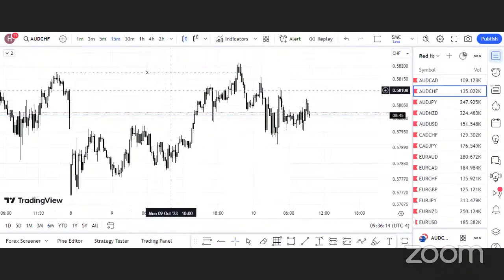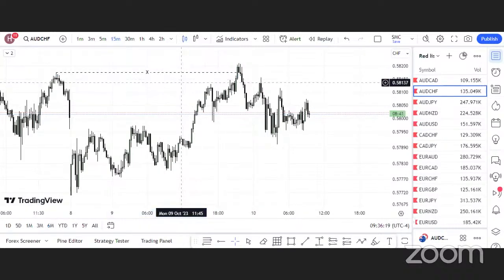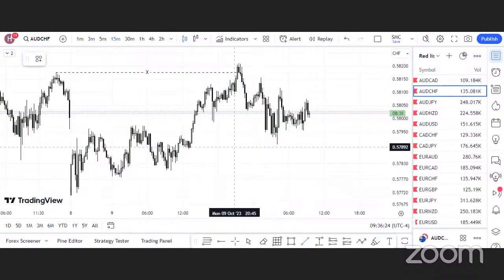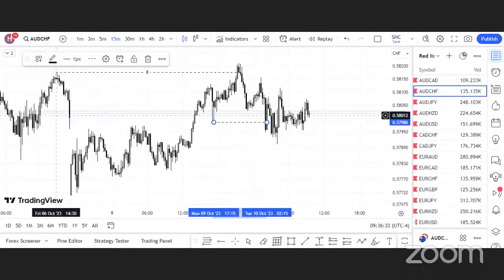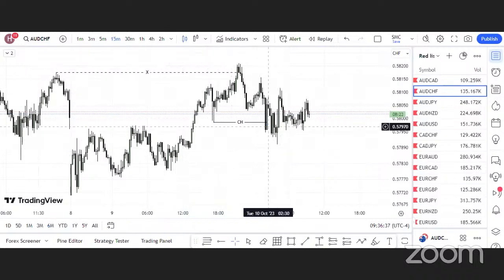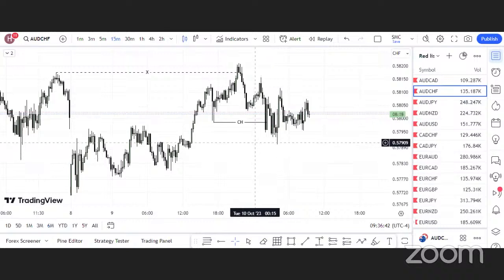So we have a liquidity zone around this area. And then we have a change of character here. So guys, remember what I said about change of character. Anytime we have a change of character, that means the market is giving a confirmation for a down movement. Even though it's not going to go for long, the meaning is the market is going to go down for some time.